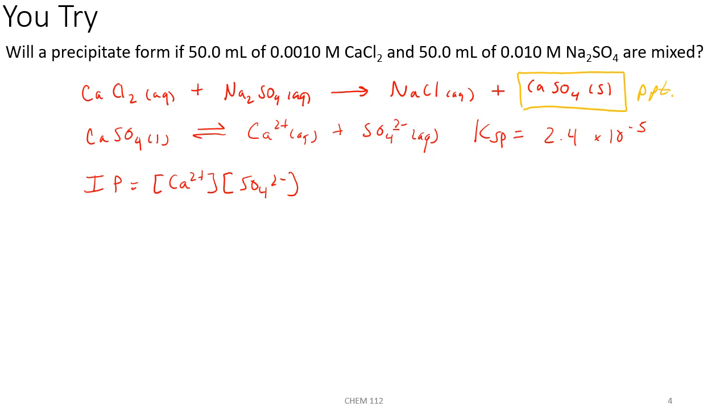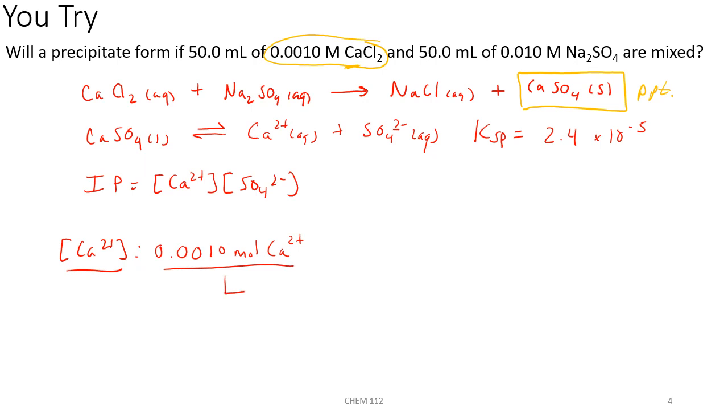To calculate the ion product, first let's start by getting the concentration of calcium ions in our new solution. So calcium ions all would have come from our solution of calcium chloride. That's where all the calcium ions were located. So we want to take the molarity of that solution. It was 0.0010 molar, so that many moles of calcium per liter, and multiply by the volume in liters, so times 0.050 liters. Here our liters will cancel, and our number of moles of calcium ions is 5 times 10 to the negative fifth.